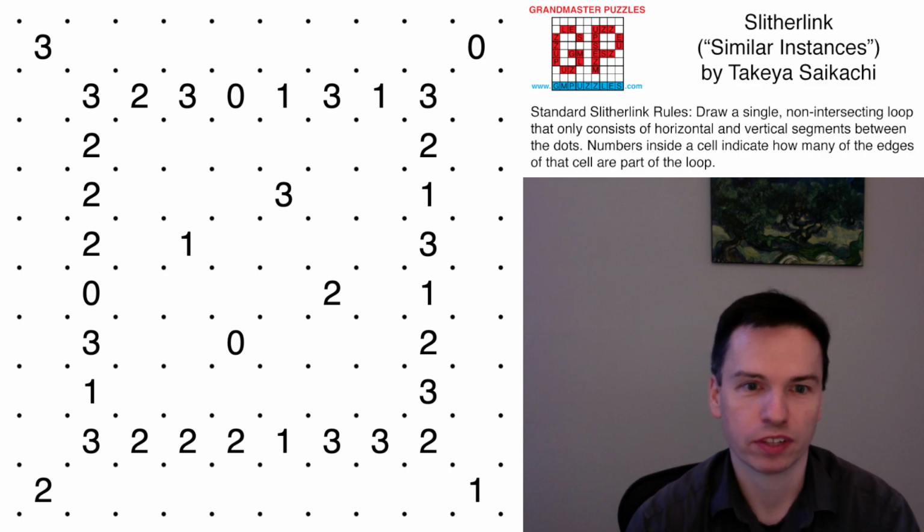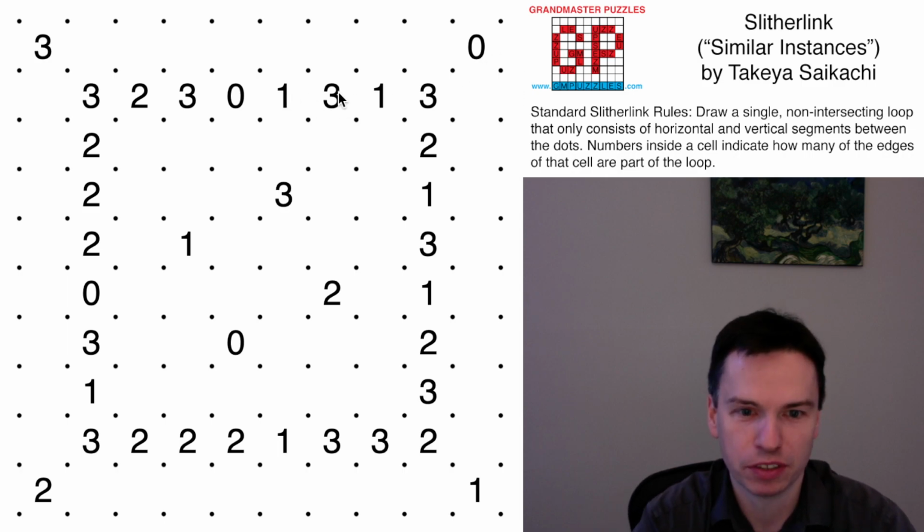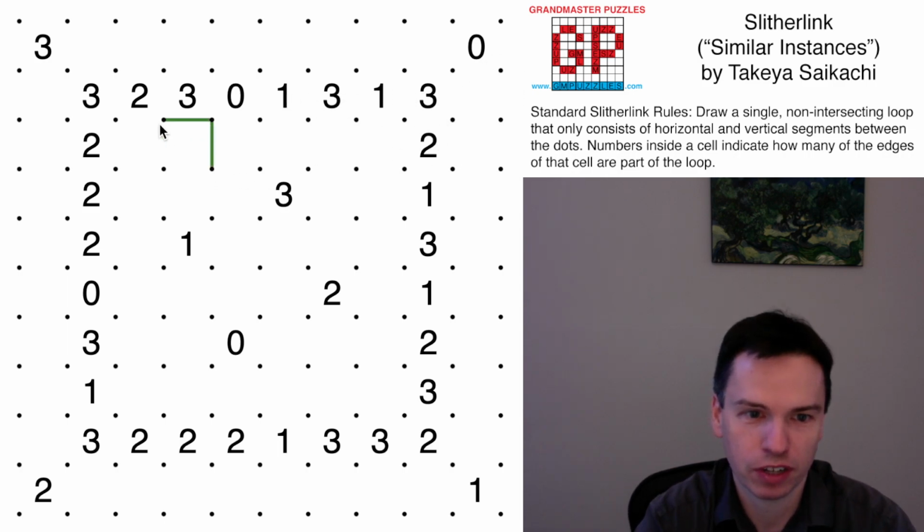So I'm here to talk through the Slitherlink by Takeya Saikachi called Similar Instances, and that's in part for both repeated clue styles and also repeated forms of logic as we work around the grid. I'm going to start with the 0-3 clue.